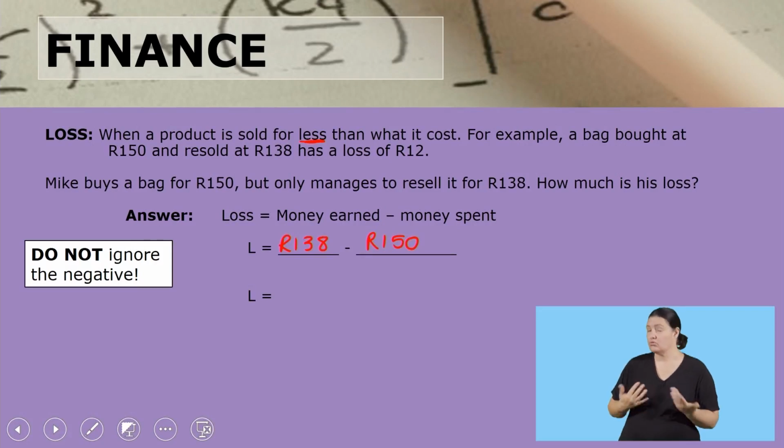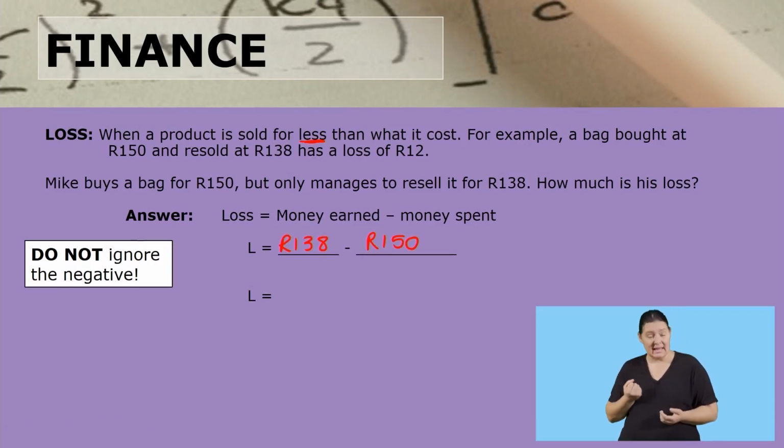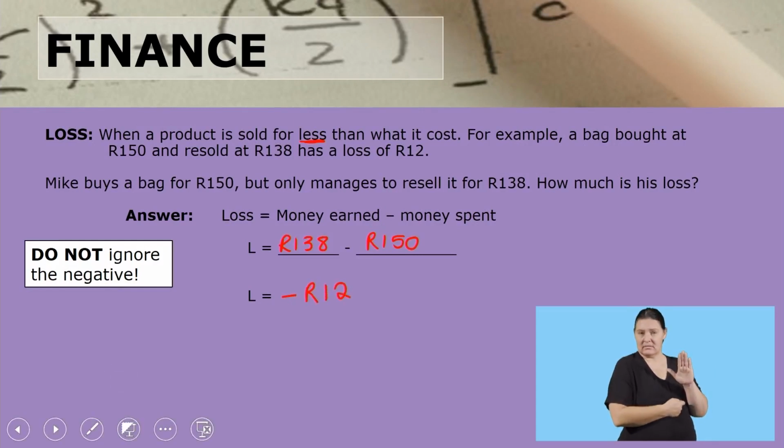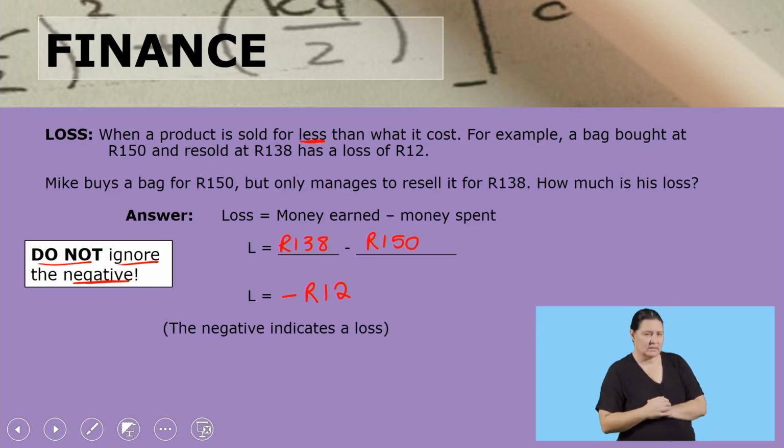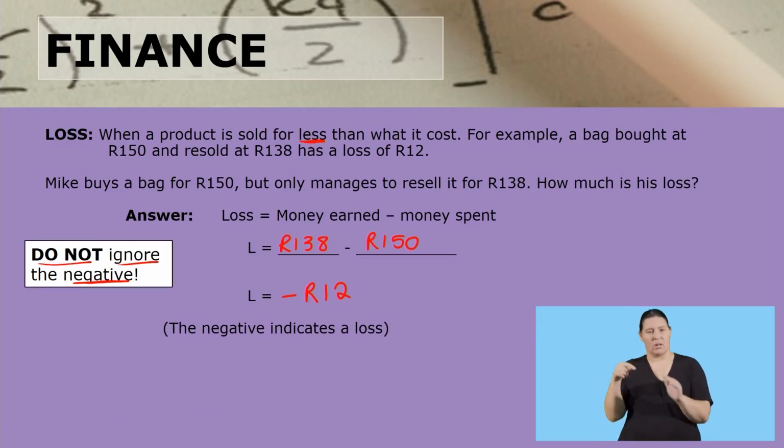So can we see that the money that he received is less than what he spent? If you punch that into your calculator as it is, you will notice that your calculator is giving you a negative answer, which is a negative 12. Do not ignore the negative. What does this negative mean? The negative means that this is a loss. It means that Mike has lost money from this sale.